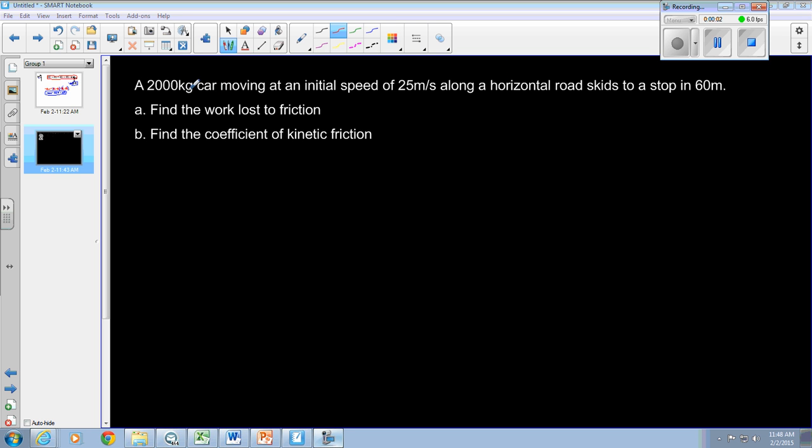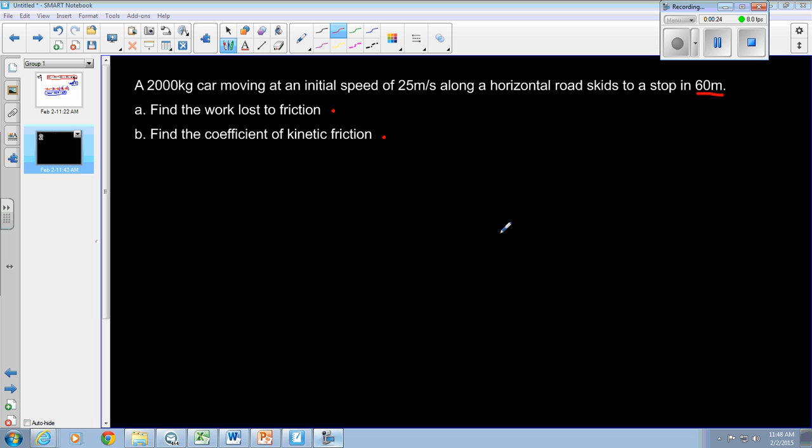For our first example problem, we have a 2,000 kilogram car moving at an initial speed of 25 meters per second along a horizontal road, and it skids to a stop in 60 meters. We're going to find the work loss due to friction and find the coefficient of kinetic friction.